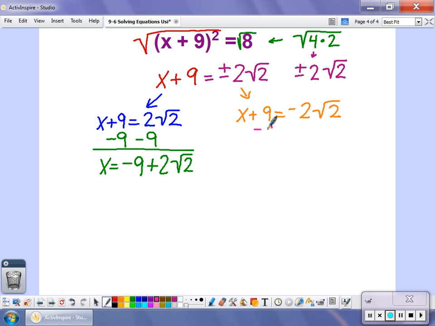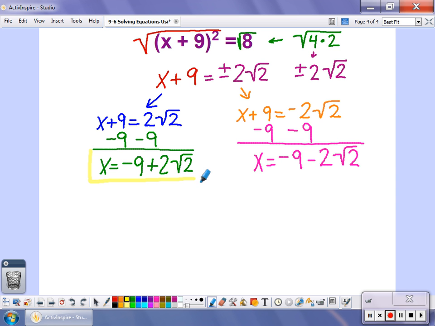Or, when I subtract 9 over here, I'm going to be left with x equals negative 9 minus 2 square roots of 2. And this number with the square root cannot be combined, so we just leave them the way they are. This is one way to write these answers. I'm going to box these in yellow. Okay, this is one solution, or one way to write the solution to this problem.